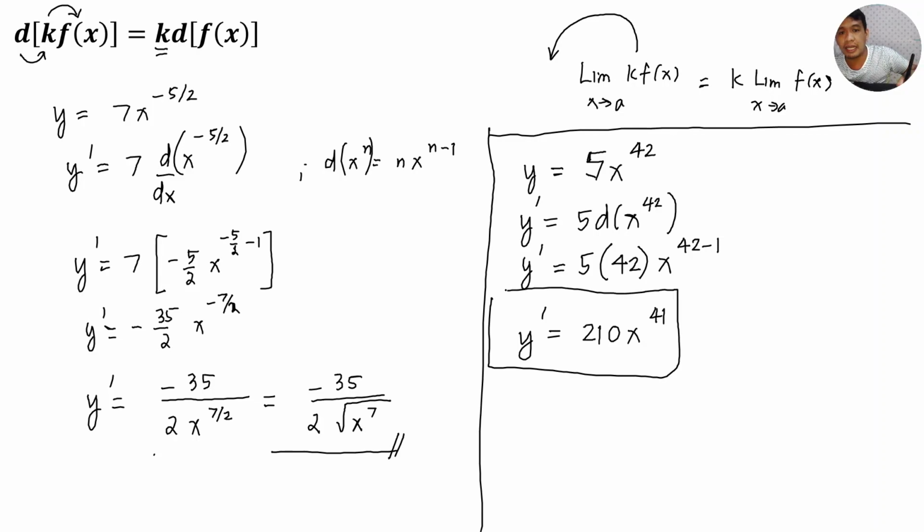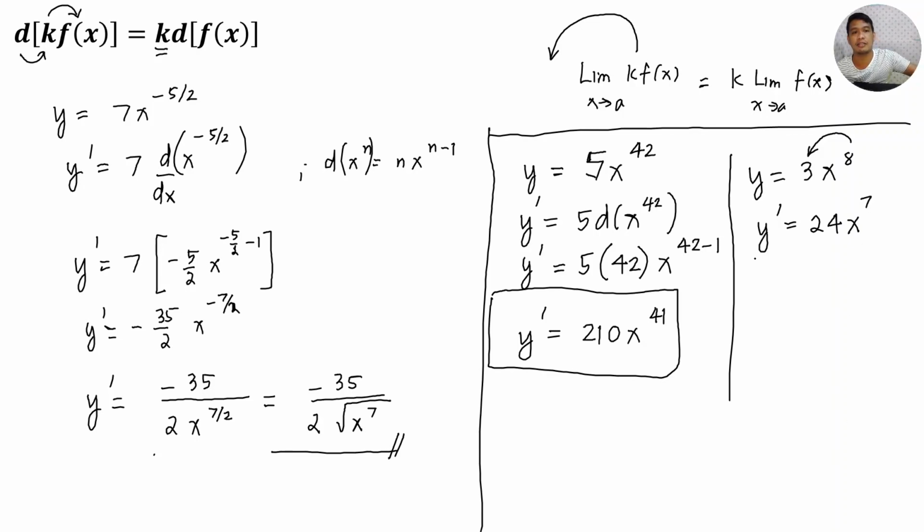So again, basically, what we are doing is you multiply this exponent sa ating constant. So halimbawa, if I have here another function y is equal to 3x raised to the 8th power. So what we do is basically we multiply this 8 sa ating constant sa labas, it becomes 24, and then subtract 1 from your exponent. So it becomes 24x raised to 7.